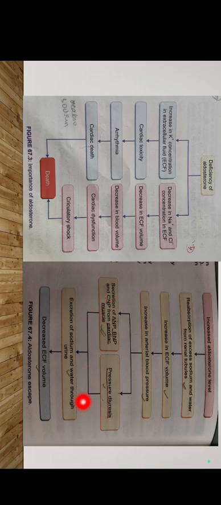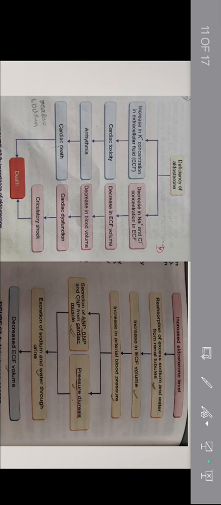And pressure diuresis leads to the excretion of sodium and water through the urine and a decrease in the ECF volume. So it decreases the ECF volume.